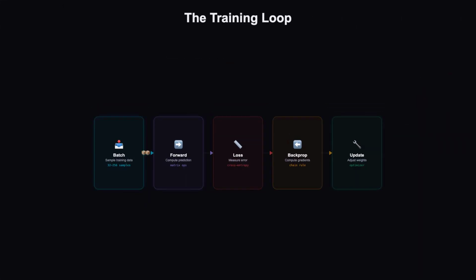The full training loop. Feed a batch of data through the network. Compute the loss. Backpropagate to get gradients. Update all weights. Repeat for thousands of batches across many epochs. Slowly, the network's weights converge to values that minimize the loss. Monitor validation loss to catch overfitting early.